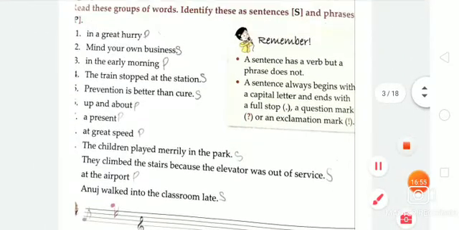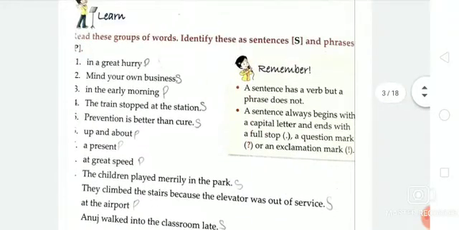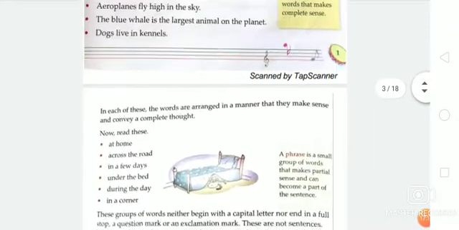You have to identify phrases and sentences, and for that it is very important that you know the differences between sentence and phrase. Okay. So your homework today is to write the definition of a sentence and its kinds, and you must also write the differences between sentence and phrase.